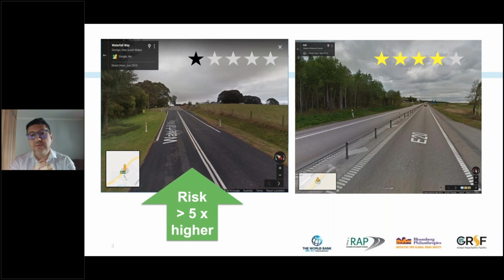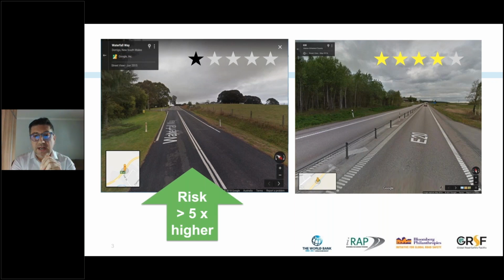Here I will start with this slide that is showing 2 pictures. The picture on the left is a picture of a road, and on the right we also have a picture of a road. However, the picture on the left, as you see in the green arrow, is 5 times higher in terms of the risk for the road user than the picture on the right. This is basically because of the characteristics and attributes of the infrastructure. Therefore, in iRAP, we say that the picture on the left is just 1 star, because in iRAP we rate the safety of the infrastructure in stars, ranging from 1 star, which is the least safe, to 5 stars, which is the best condition.